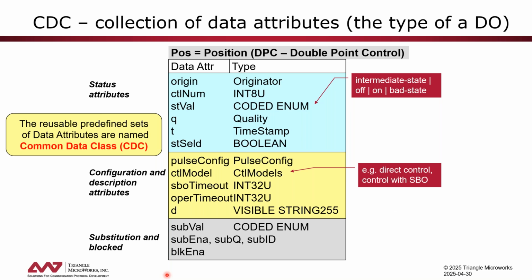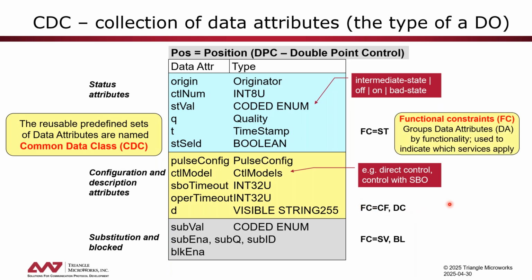Another element that we have, as we have seen, is that we group these attributes depending on their characteristics, on their functionality, and to group them, we have what we call a function constraint. So this first group, that's where we really find our live information. These are the status attributes, and they have a function constraint ST. We have as an example here the configuration attributes or description attributes, and they also have their specific function constraint.